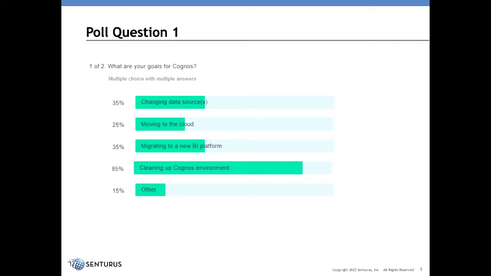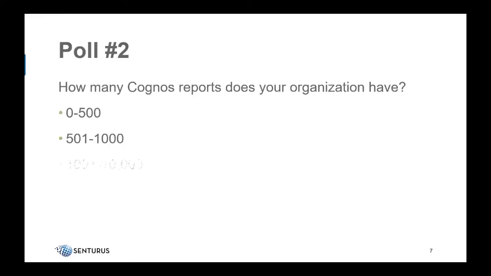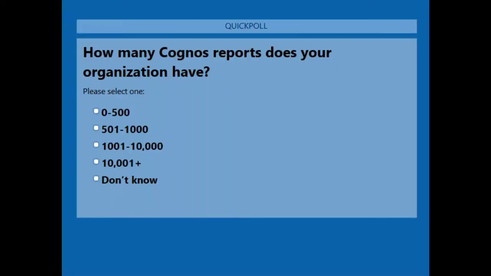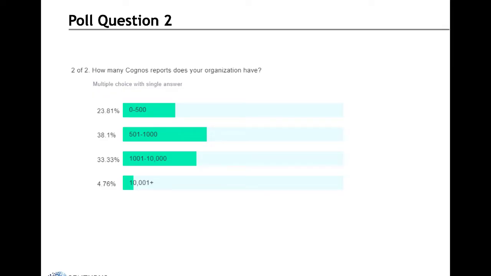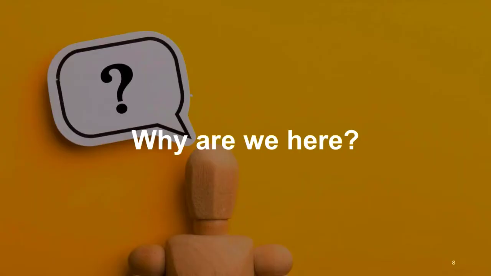Okay, got one more poll. How many Cognos reports does your organization have? 0 to 500, 500 to 1,000, 1,000 to 10,000, over 10,000, or maybe you don't know, part of the reason why you're here today. Okay, looks like the majority of you, about 38%, have somewhere between 500 and 1,000. Right behind that is 1,000 to 10,000, and then a little bit below that we got 0 to 500. So a good amount of content out there in your Cognos environments. So thank you for the feedback. Let's get into today's topic.